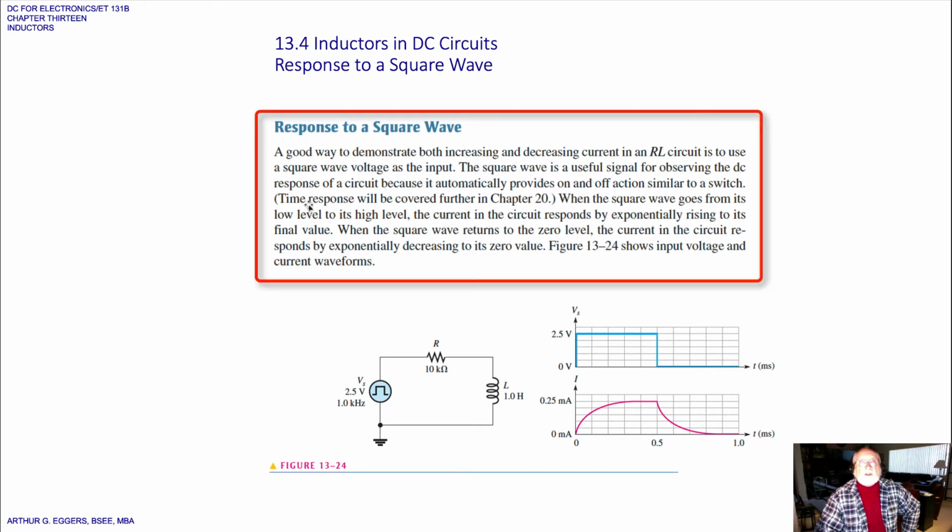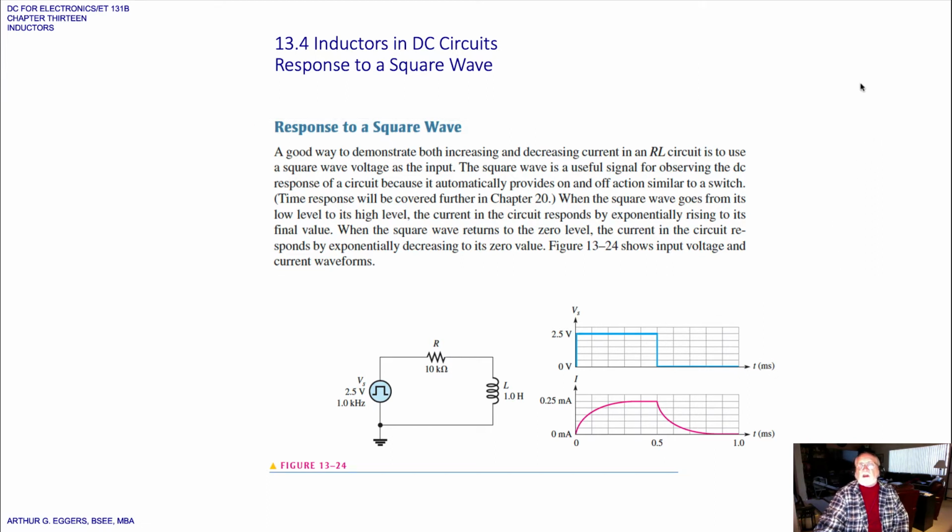The time response will be covered in a future chapter, but when the square wave goes from its low level to its high level, the current in the circuit responds by exponentially rising to its final value. When the square wave returns to its zero level, the current in the circuit responds by exponentially decreasing to its zero value. So we're going to see how those time constants weigh in on a square wave across the input of a circuit.